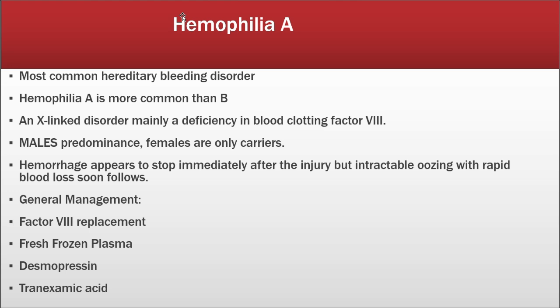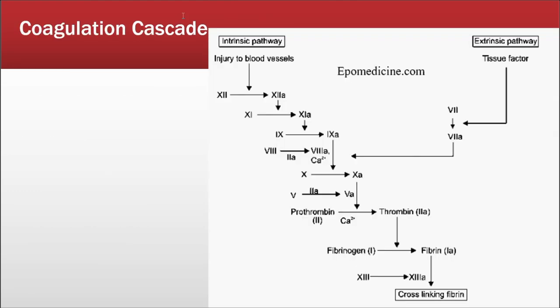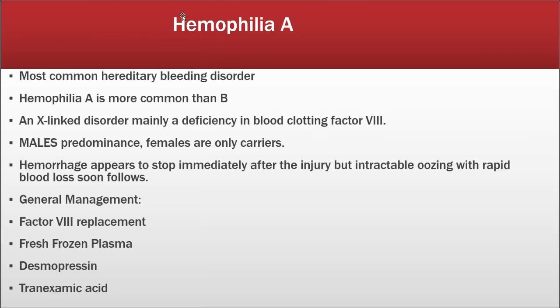A is more common than B, and it's the most common hereditary bleeding disorder. So here, bleeding time is not affected. Factor VIII is present in the intrinsic pathway, so the von Willebrand factor and the platelets are not affected. They will be fine and nothing wrong with them. So normal bleeding time in these patients.